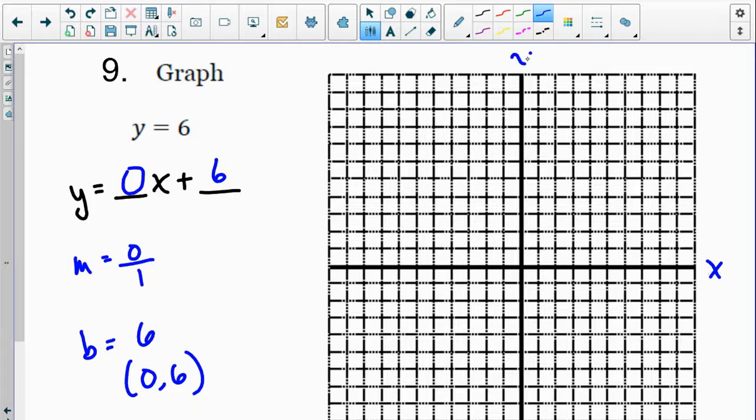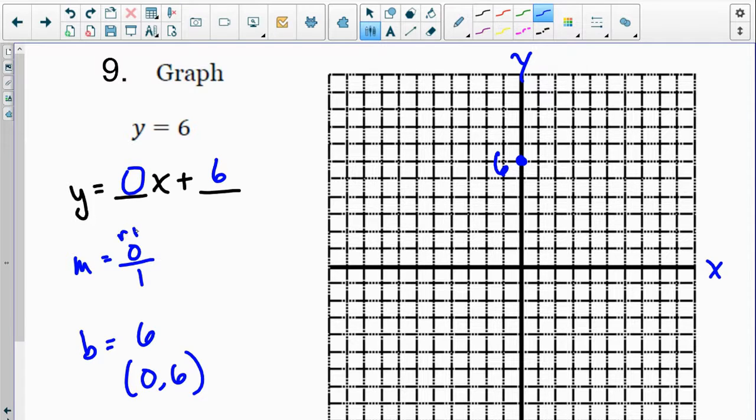So for graphing, I have my x-axis and my y-axis. I always start on the y-axis, and my y-intercept is positive 6. So I go up to positive 6, and I plot my y-intercept. Not a bad idea to also label it. And then next, I use my slope to plot more points.